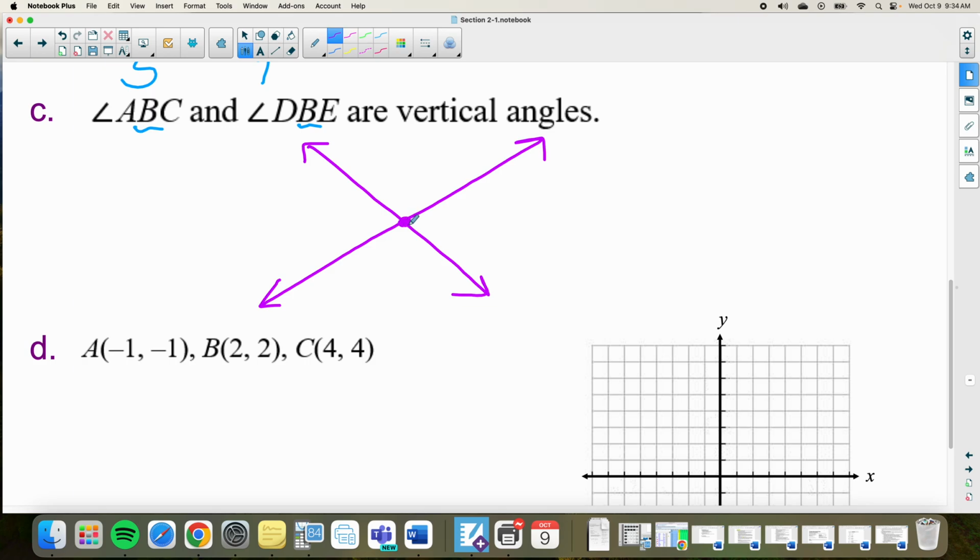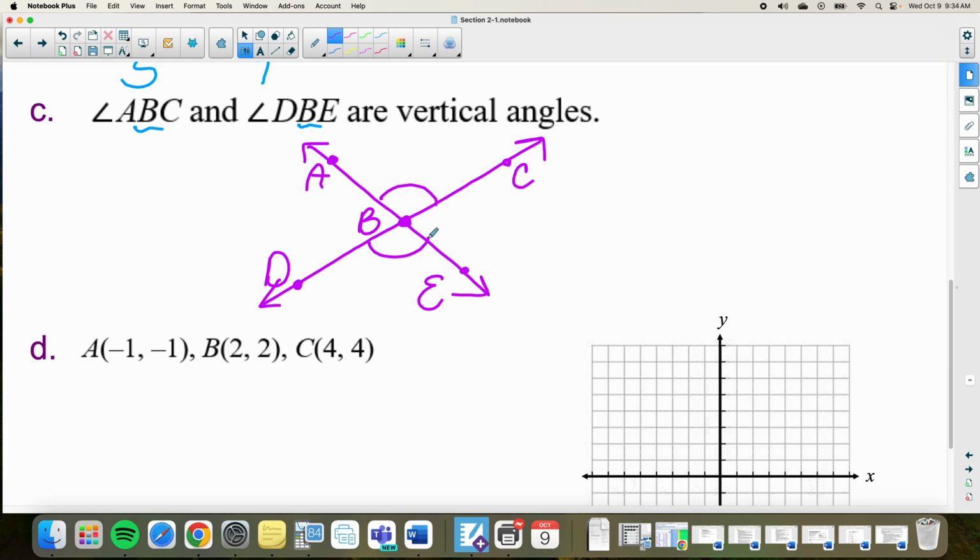So that tells me this point right here is B. Okay? And then I could put the A and C. I think I'm going to put A here and C here. And then I'm going to put D here and E here. So here are the two angles that are vertical. Angle ABC, which is this one, and angle DBE, which is this one.